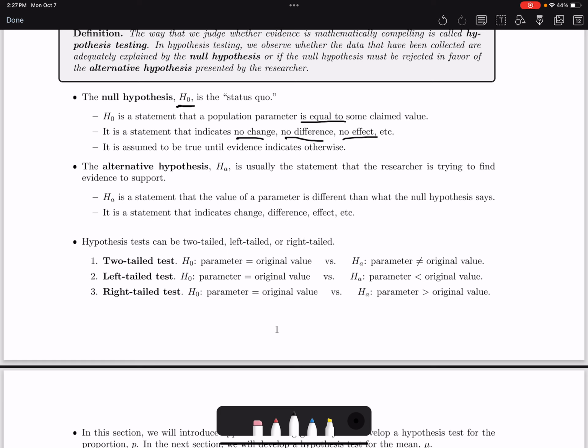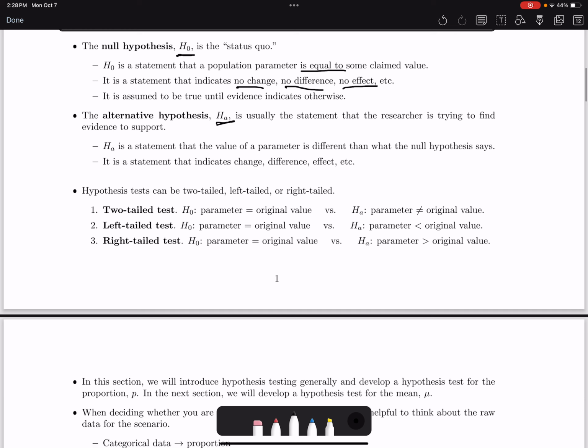The alternative hypothesis is usually the statement that the researcher is trying to find evidence to support. And the alternative hypothesis we'll denote with an H sub A. Sometimes it's denoted with an H sub 1. But H sub A is a statement that the value of a parameter is different than what the null hypothesis says. It's a statement that indicates change, difference, effect, etc. Hypothesis tests, specifically the alternative hypothesis, can be two-tailed, left-tailed, or right-tailed.